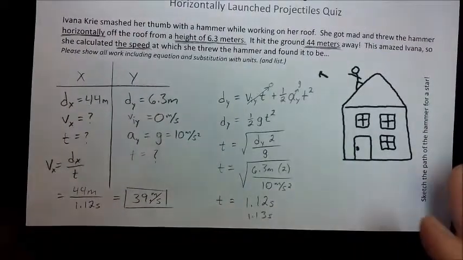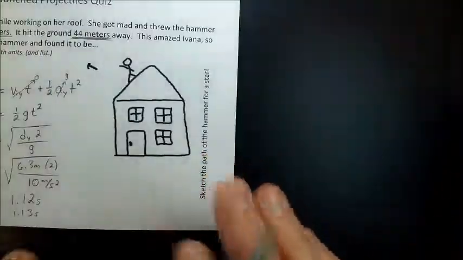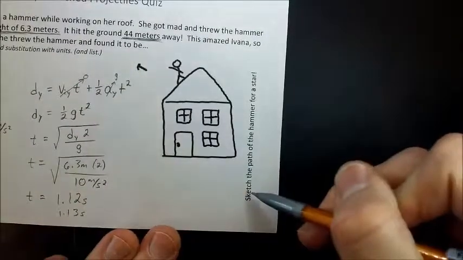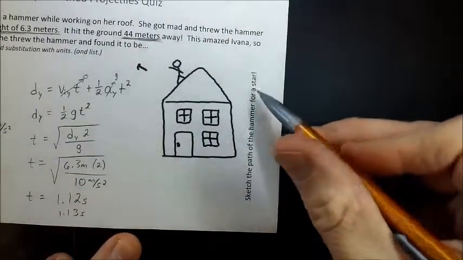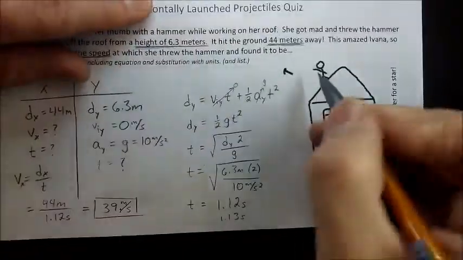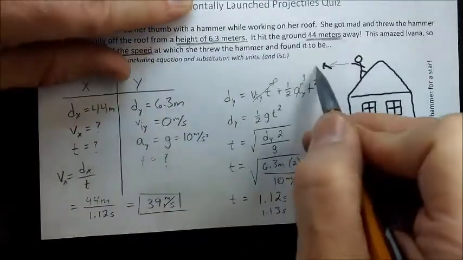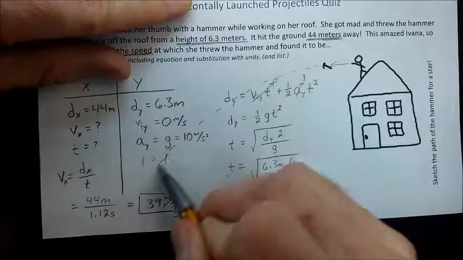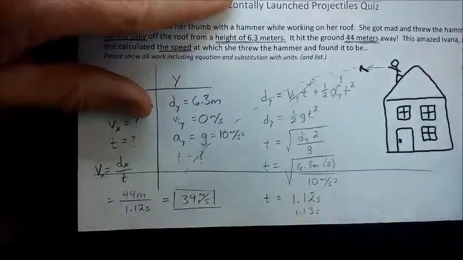So that's it as far as the quiz goes. There is one extra little bit over here: sketch the path of the hammer for a star. All right, so let's do that. We're launching horizontally right here. So the hammer is just going to follow this parabolic arc, and there we'll put the ground right there.